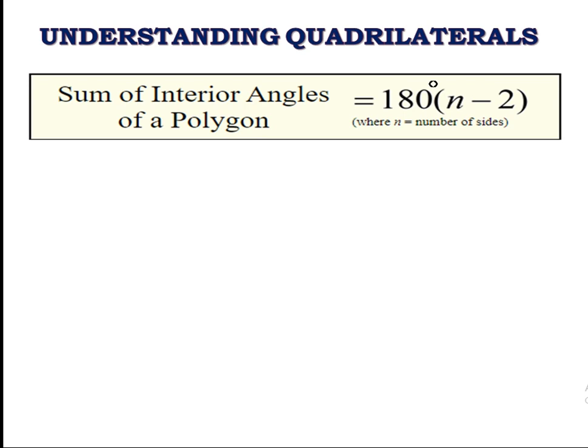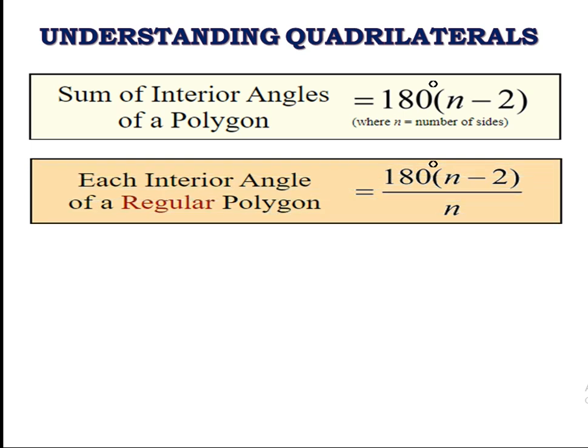Sum of interior angles of a polygon is equal to 180 degrees into n minus 2, where n is equal to the number of sides of the polygon. Next, each interior angle of a regular polygon is equal to 180 degrees into n minus 2 divided by n. Okay, student.